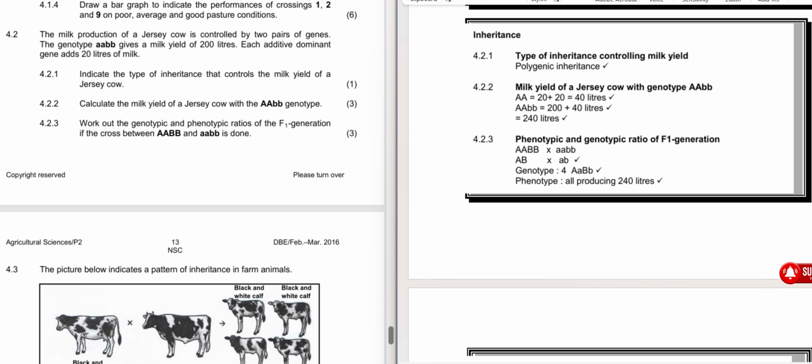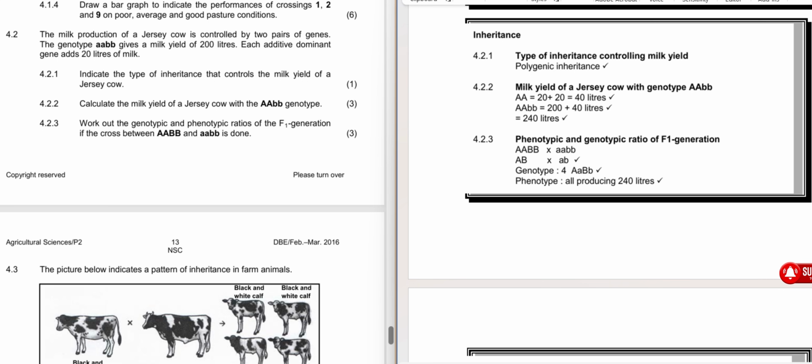The milk yield of a Jersey cow with genotype AABB is 2 dominant AA, which gives us 20 plus 20. The sum of 20 liters and 20 liters is 40 liters. We know that the genotype AABB yields 200 liters of milk. Because now we have 2 dominant alleles, giving us an additional 40 liters. We will say 200 liters, which is the base yield, plus the additional 40 liters. After calculating, it gives us 240 liters as the final answer.